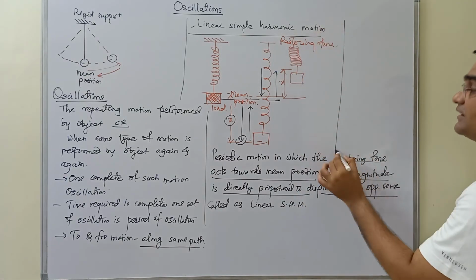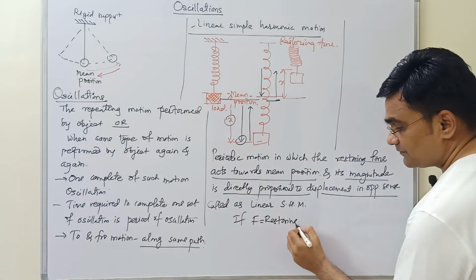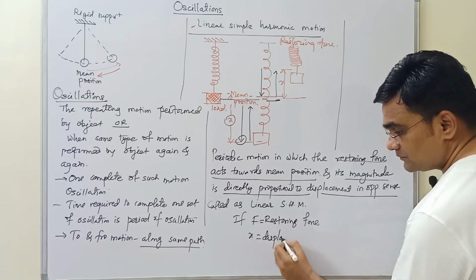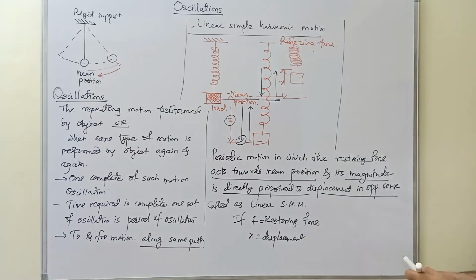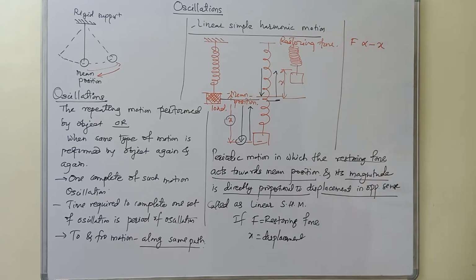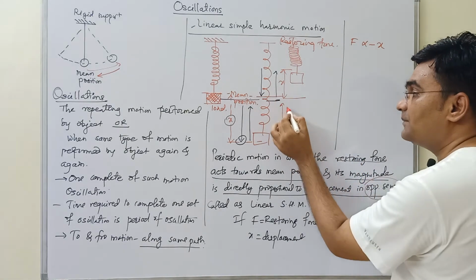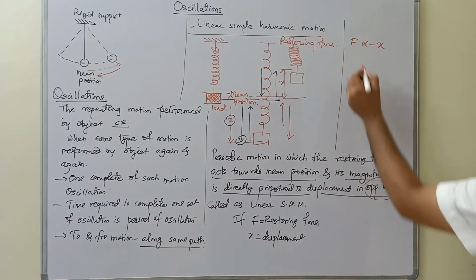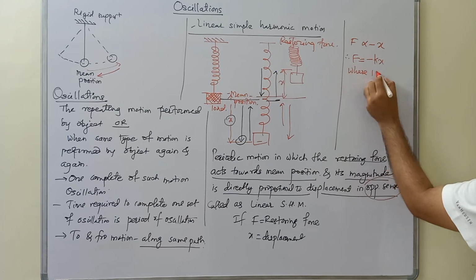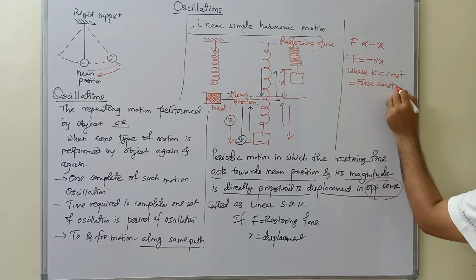If I write this mathematically, if F is the restoring force and X is the displacement, then how can I write it? I will say F is directly proportional to X, but with a minus sign. Why minus sign? As I said already, they are opposite. The restoring force is trying to pull back and the displacement is in the opposite direction. Therefore F equals minus K into X, where K is a constant of proportionality, and here it is called the force constant.